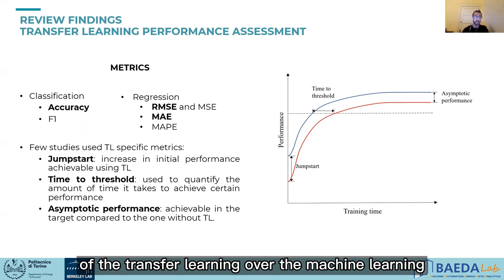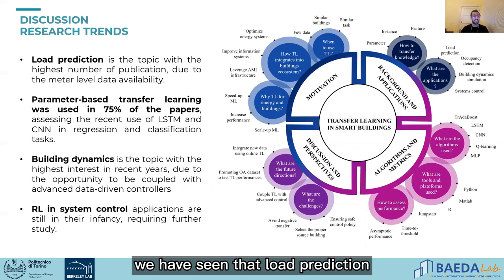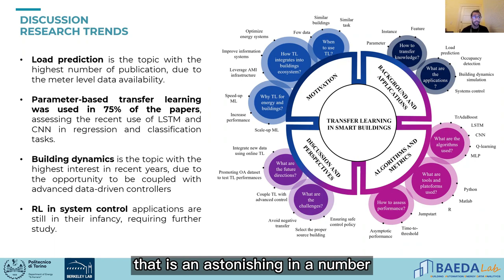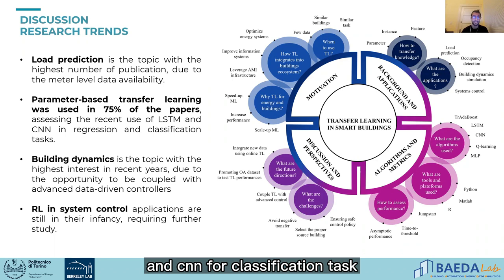Now, looking at research trends, we have seen that load prediction is the topic with the highest number of publications, but this is mainly due to meter-level data availability, which is more common. Parameter-based was used in 75% of the papers, as I already said. That is an astonishing number. And we have assessed the recent use of LSTM for regression problems and CNN for classification tasks.